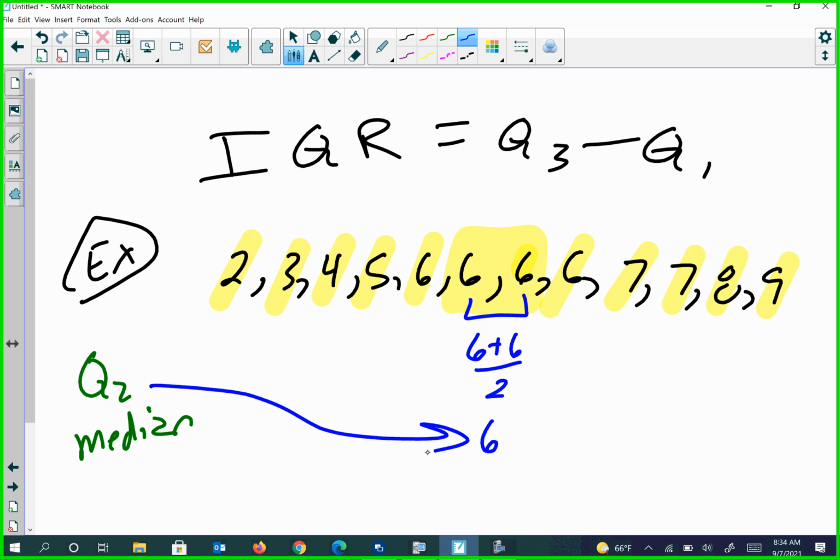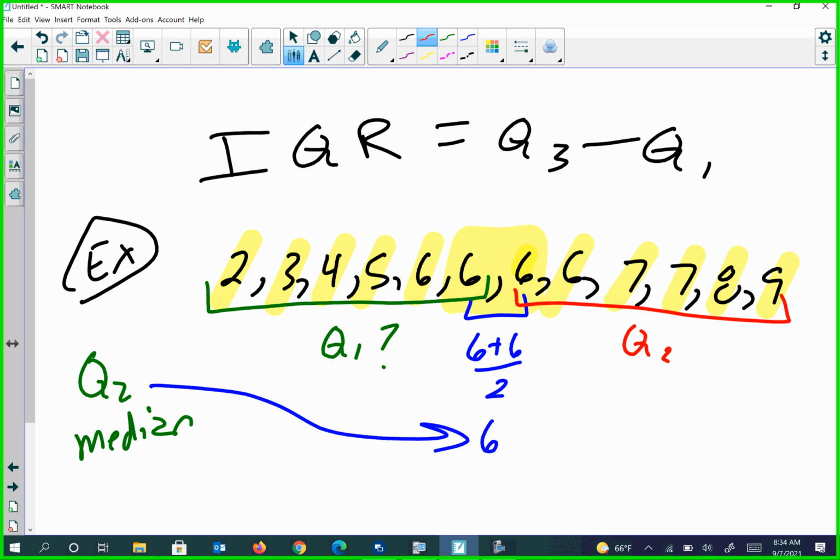Now, for the interquartile range, or the Q3 and the Q1, what we're going to look at is this information, and Q1 exists in here, and this information.